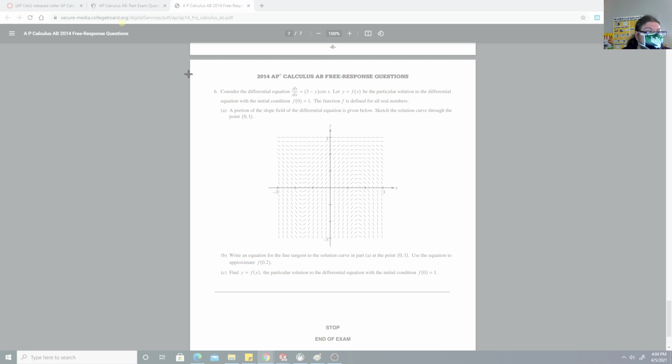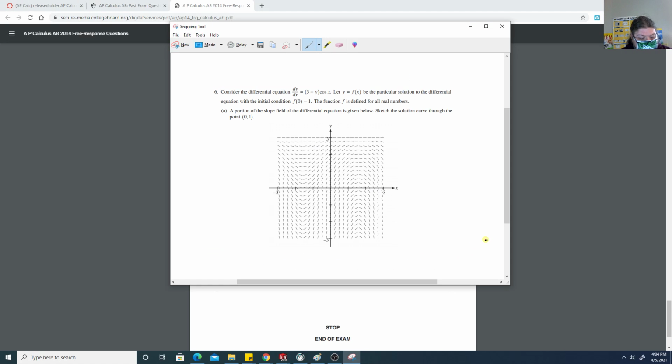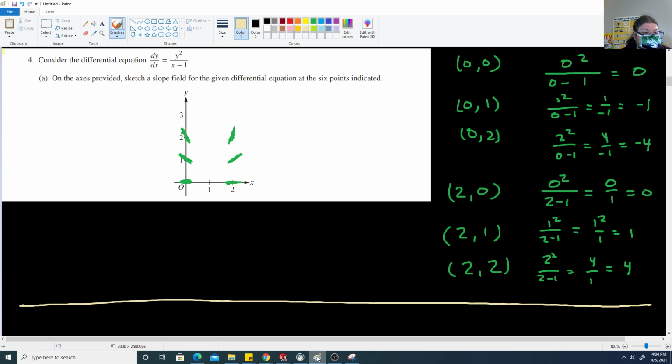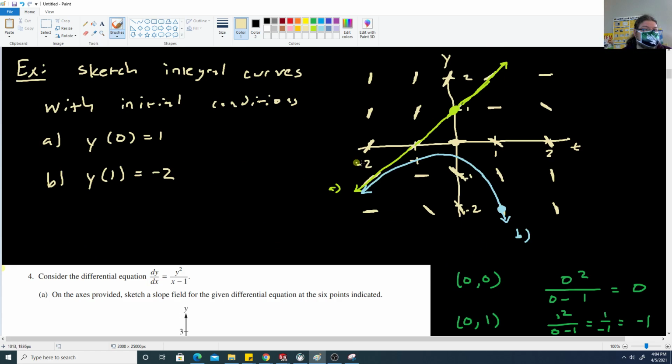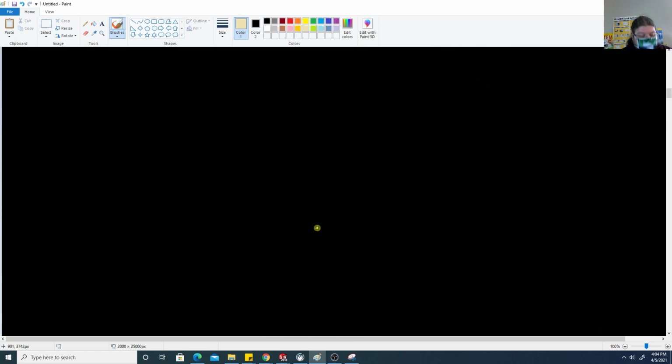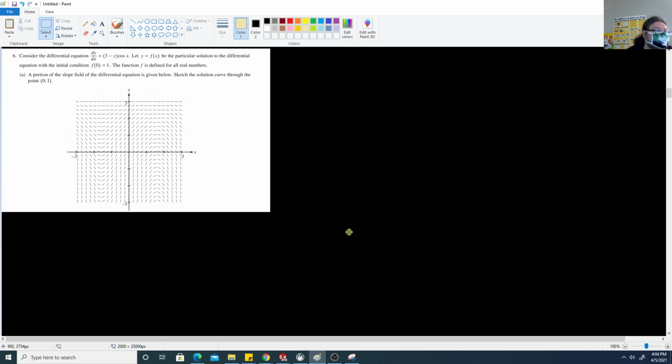So they give us a bunch of extra stuff that we're not going to use at the moment. And this is going to be kind of the process where I drew these lines in. This is what our problem here is going to have us do. So here's our equation. They want us to draw the integral curve, okay, so portion of the slope field, the differential equation is given below. Sketch the solution curve through the point (0, 1). So solution curve and integral curve are kind of the same thing. So solution curve through the point (0, 1), that's x value 0, y value 1.